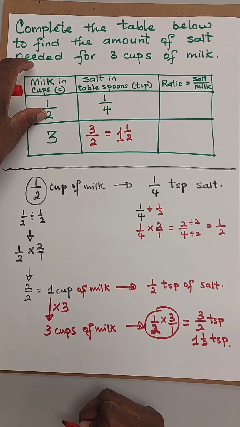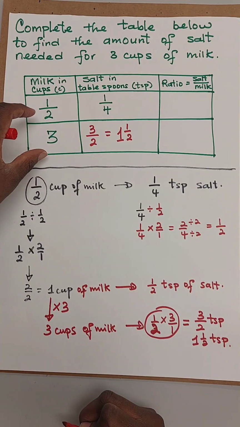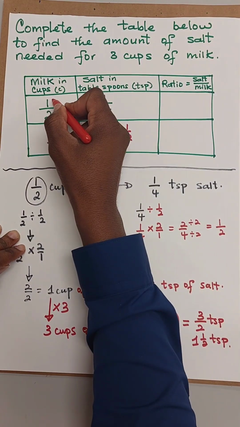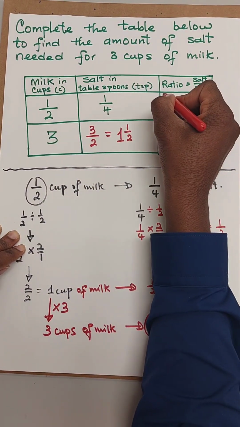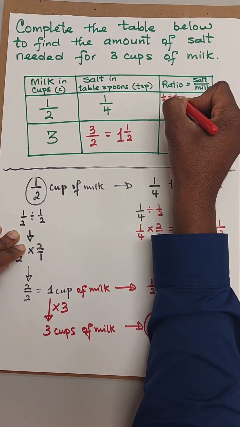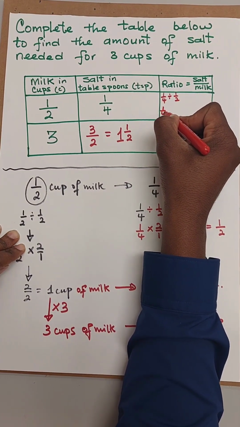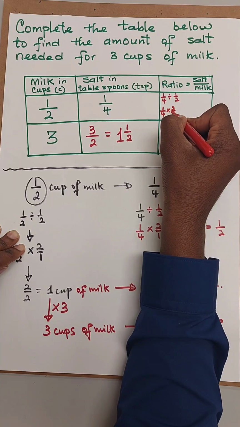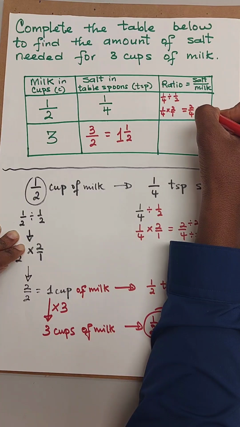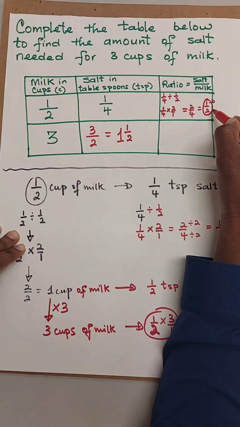Okay, so let's find out if the ratio of salt to milk is the same in both recipes, for the person using the half cup and the person using the 3 cups. Have they maintained the same proportion? We can find out by doing the salt divided by the milk. So here, the salt is 1/4 divided by the milk, which is half. When we divide fractions, we keep the first fraction and multiply by the reciprocal. So this gives us 2/4, and 2/4 is the same as 1/2. 1 tablespoon of salt goes with 2 cups of milk.